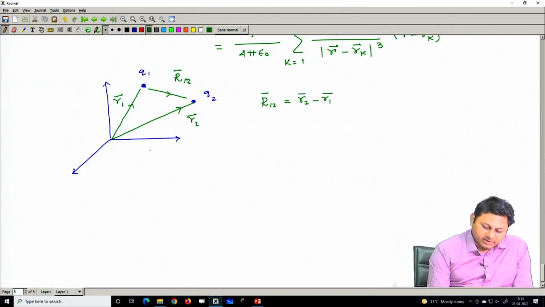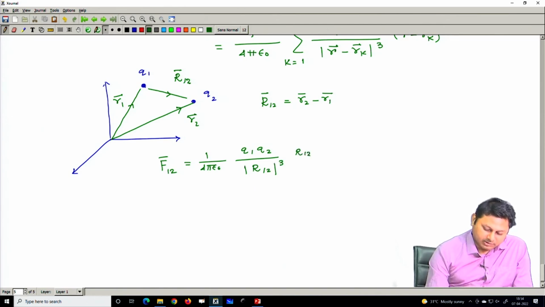So, now if I want to find out what is the force between these two charged particles, so force on 2 due to 1 is 1 divided by 4 pi epsilon 0, then q1 q2 divided by mod of r12 cubed and then r12 vector. This is the force on 2 due to 1.